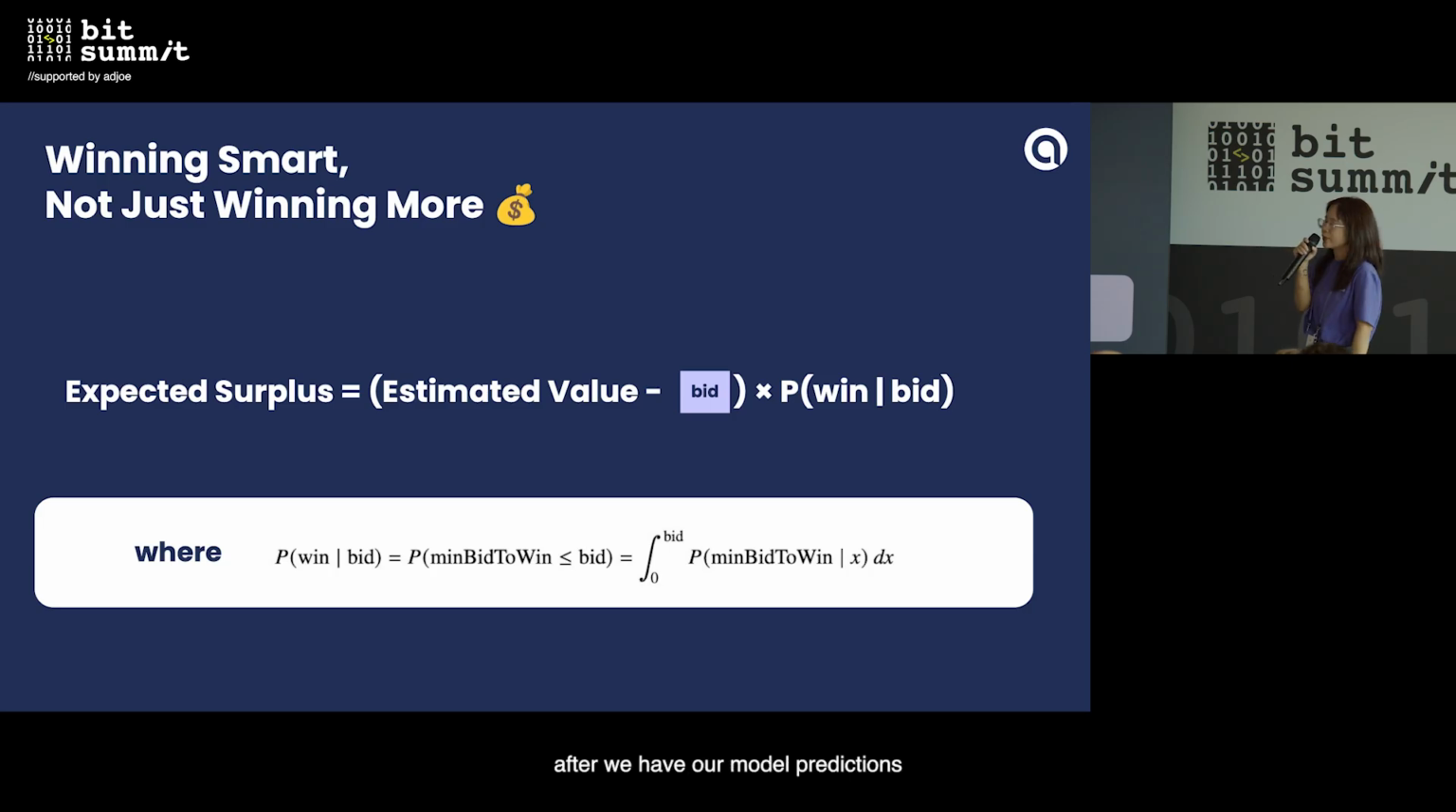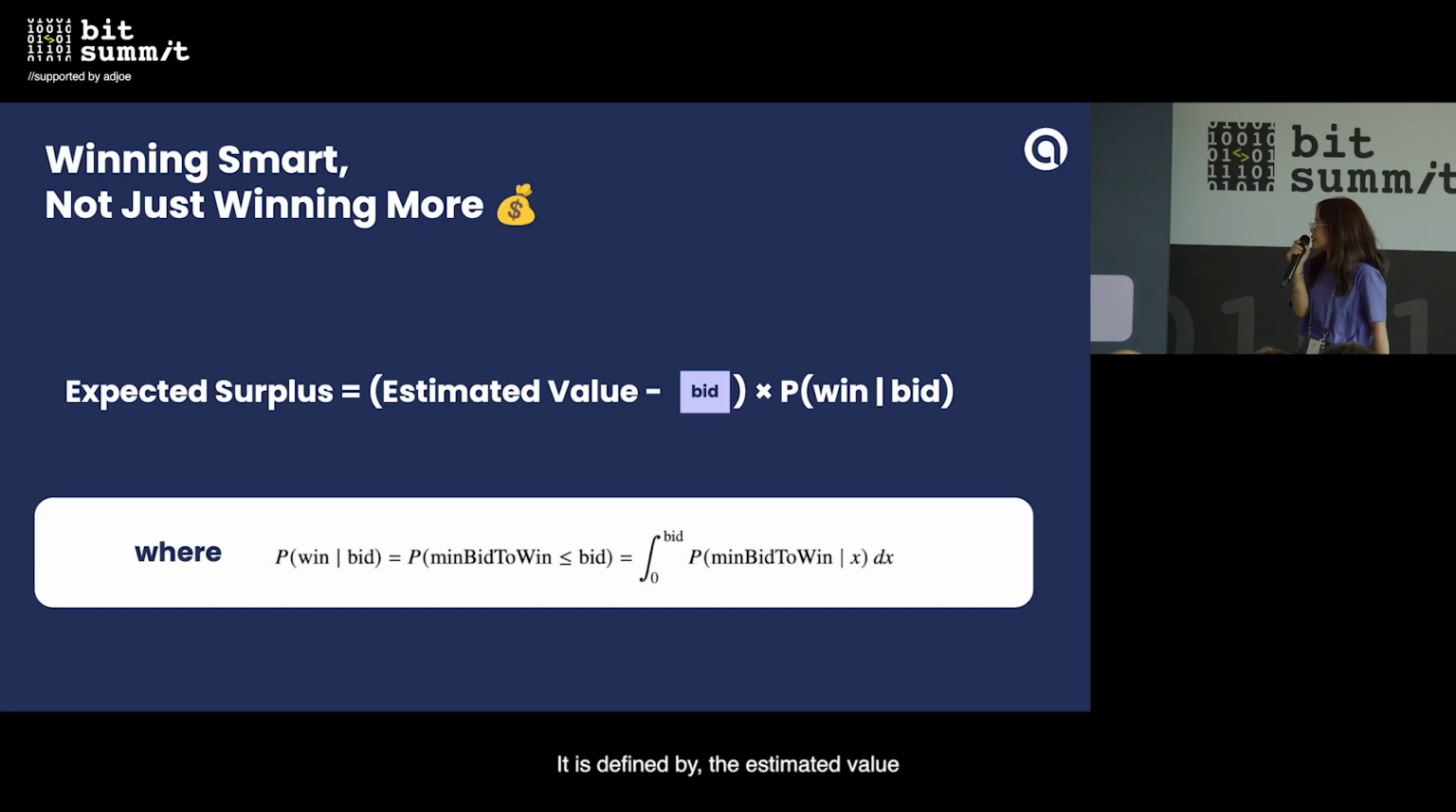And yeah, after we have our model predictions, we have the quantile, and so we know how much we bid. But then we want to maximize our surplus, which is like finding the balance between the true values and the bid that we go with, as I mentioned before. So this is the expected surplus function.